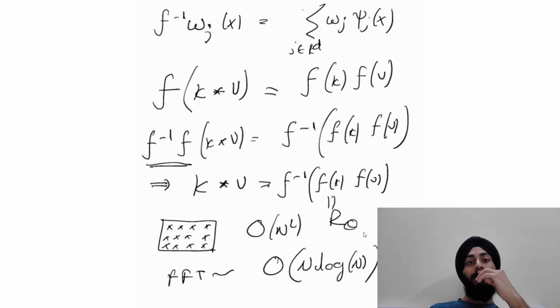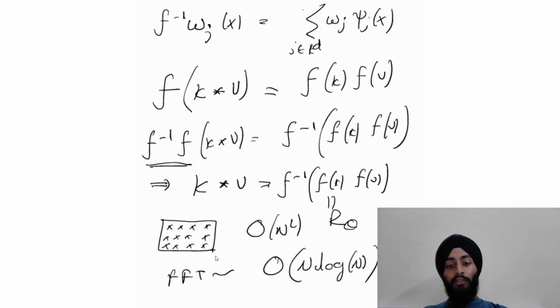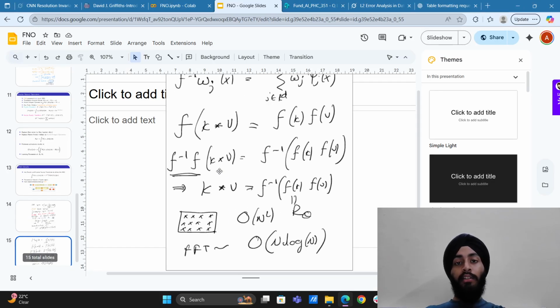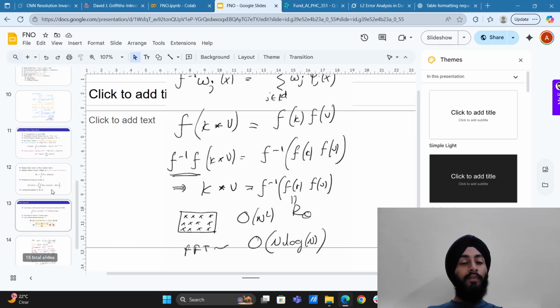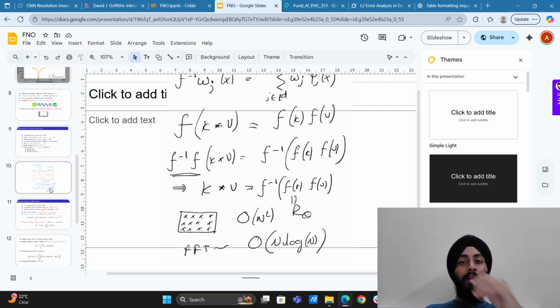As I said here, the Fourier transform of K convolution with V is F of k times F of V, and then I can take the inverse Fourier transform of it. The computational complexity scales as O(n log n), because I'll be doing all these operations using a fast Fourier transform. So this is essentially the maths of what a Fourier neural operator is.